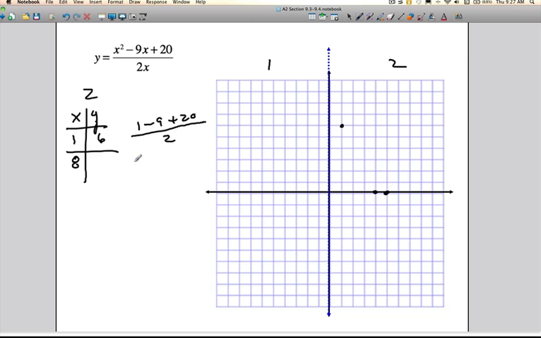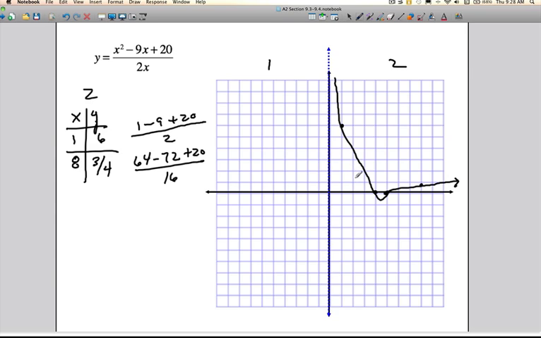And when I plug in 8, 8 squared is 64, minus 9 times 8, which is 72, plus 20, all over 16. So 64 minus 72 is negative 8. Negative 8 plus 20 is 12. And 12 divided by 16 will be 3/4. So if I go out here to 8, I'm going to be about there. So what it looks like to me is this comes in along here, passes through these guys, and then heads out in this direction.